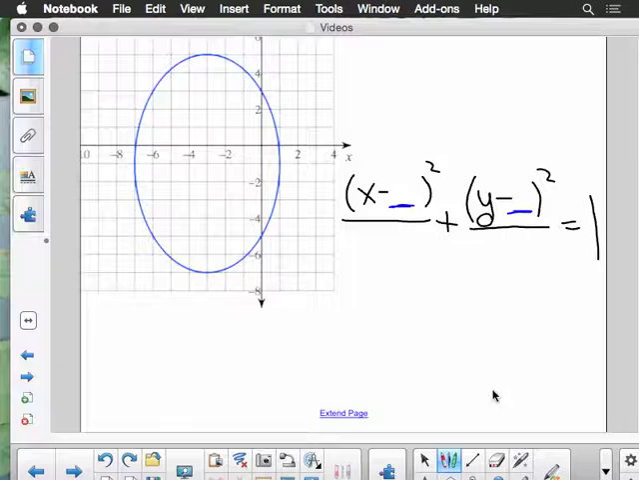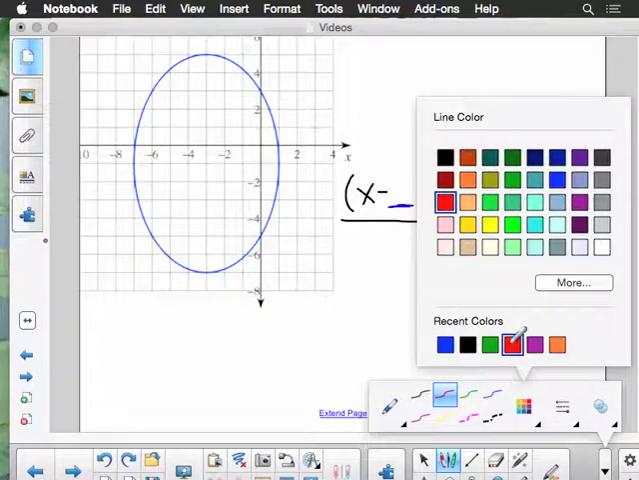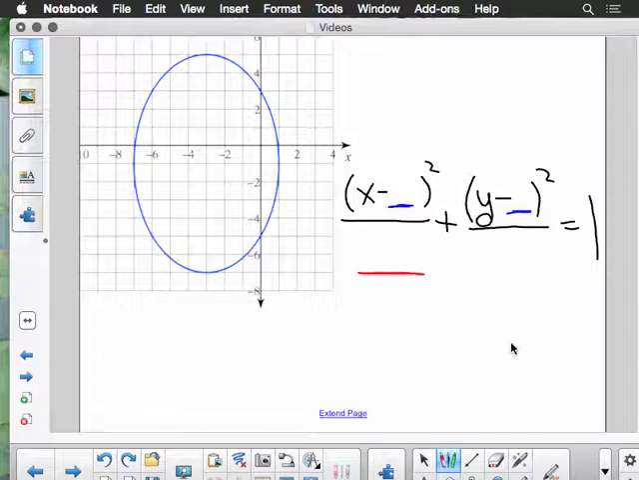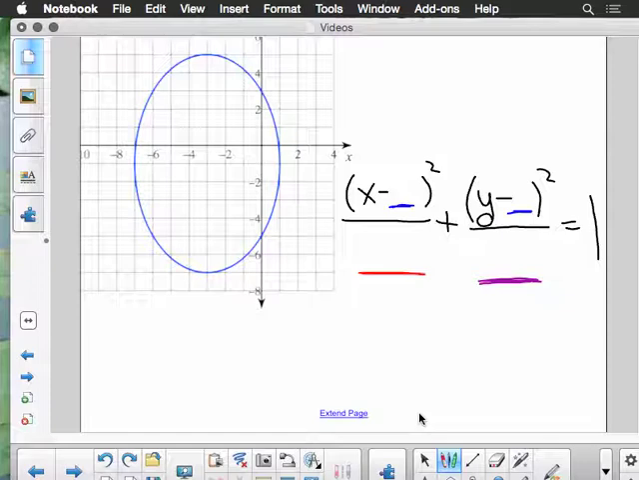Okay. Then we had two numbers underneath there. We had an A and a B. I'll go red for that one. So we had to figure out which one went where. Now remember, for ellipses, the A was always the bigger number, and it always went under whichever, let's count it and I'll explain it. Sorry. First things first, let's find that center.